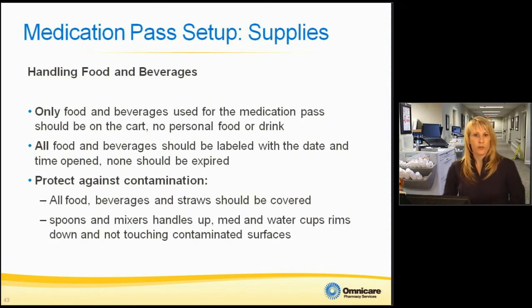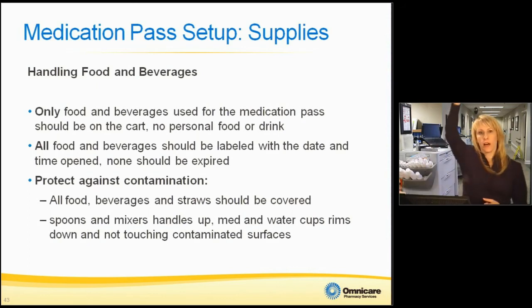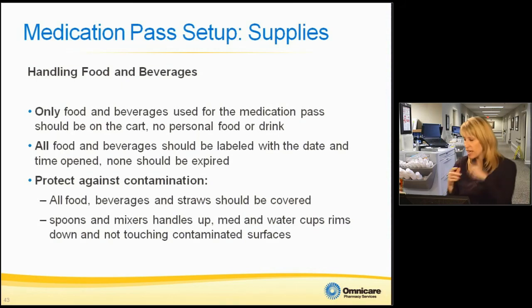All food and beverages should be labeled with the date, including water, time opened, and none of them should be expired. And we've got to protect against contamination. So all food and beverages and straws need to be covered. Spoons need to be held in the cart with the part that goes in the mouth down. Same thing for mixers. We don't want them up because you don't want to grab them like this, okay? You don't want to be touching them and contaminating the surfaces, okay?